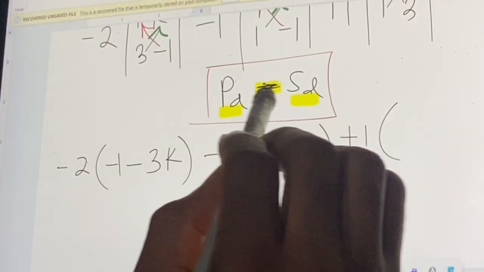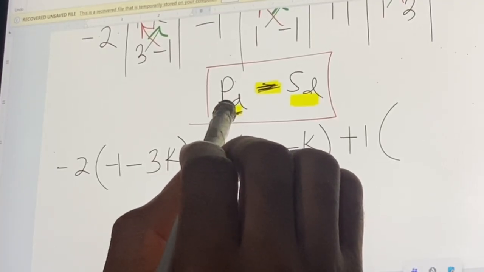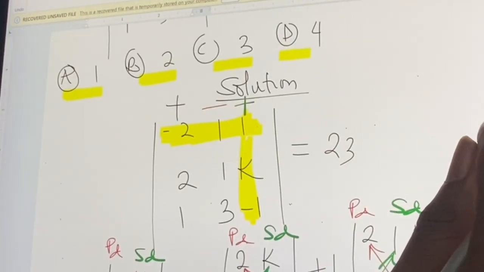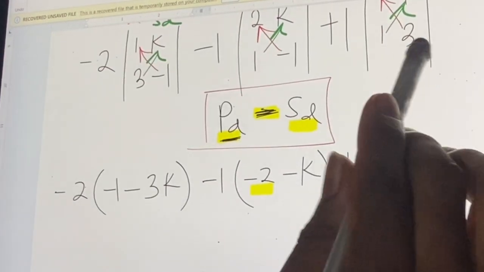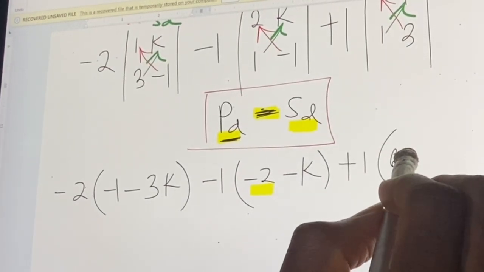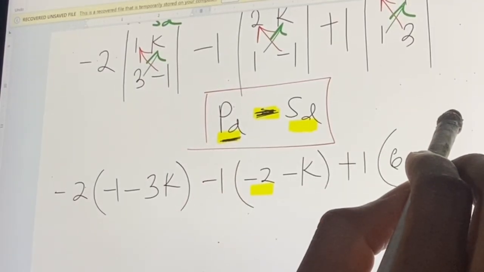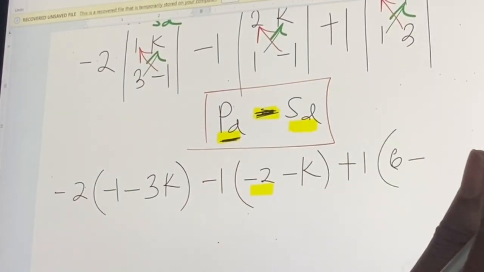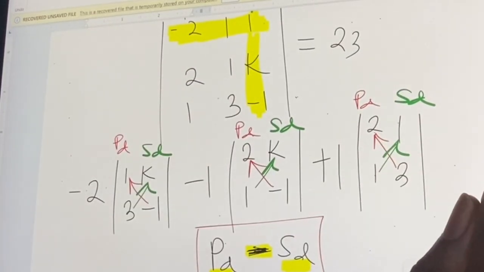Now let's form the primary diagonal. The primary diagonal will be formed when you multiply 3 times 2 from here. Please take note. That is 3 times 2. Okay, it gives us 6 minus, that is this minus here. Let's form the secondary diagonal. 1 times 1, which is this 1 times 1 here. That is this 1 times this one here.